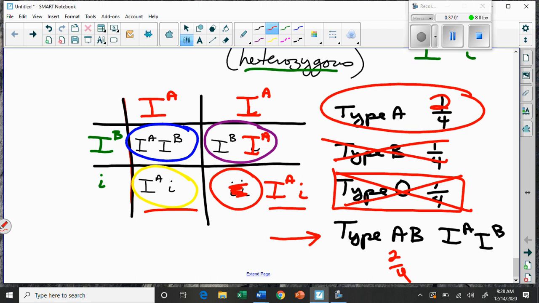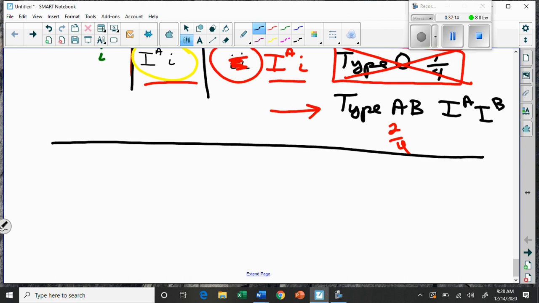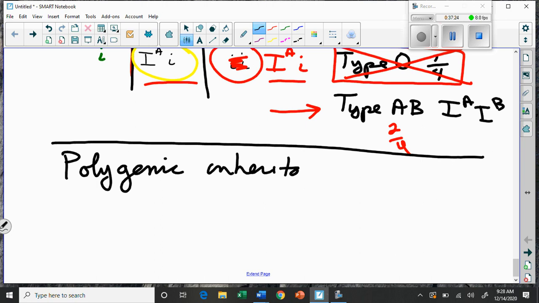One more thing that's different from what Mendel understood, and that is what we call polygenic inheritance. This is a situation where there's more than one gene involved in a phenotype. And this is actually quite common. And a good example of this is skin color.